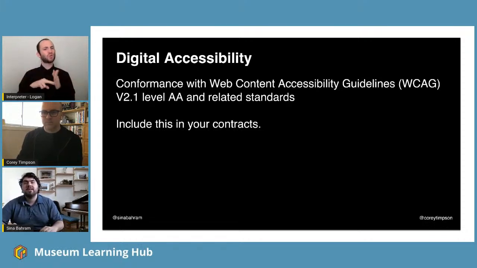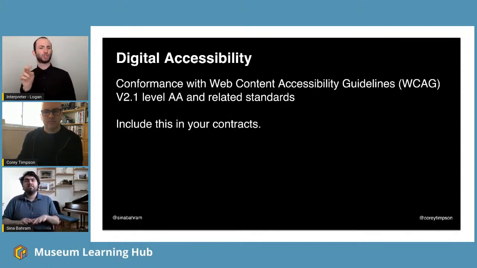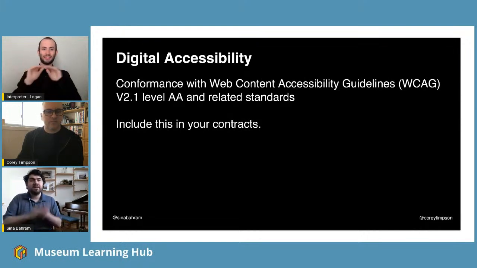Those rules are the Web Content Accessibility Guidelines, or WCAG for short. WCAG is versioned, so version 2.1 is what you want to be targeting. And the conformance level is broken down into 3 areas, A, AA, and AAA.